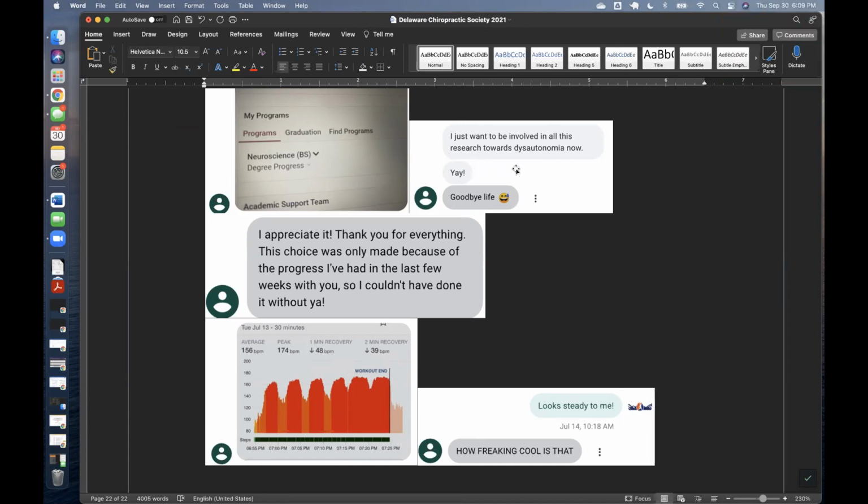Don't see anything yet, but I got a question. How long did it take you to become proficient at this, at applying this into a practice? How long did it take to learn this information and then apply it in a clinical setting?